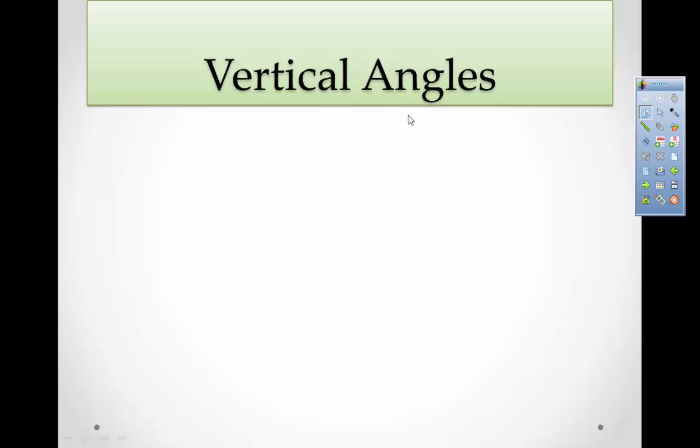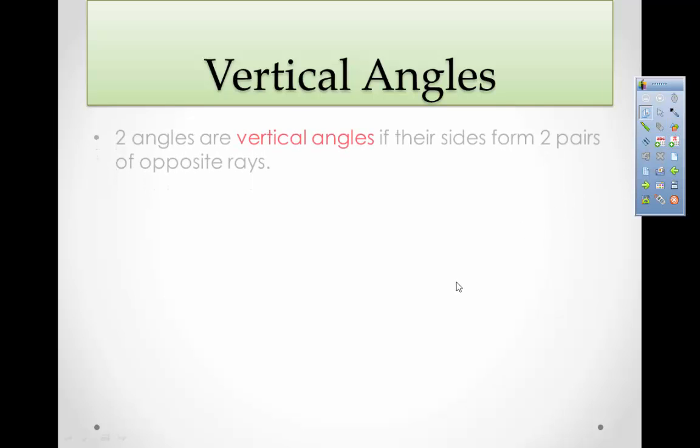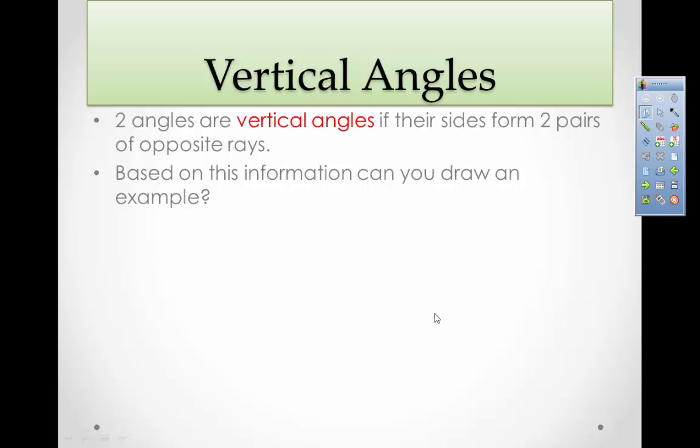There's one more type of special angles here. And this one, I've always found it real easy to get, but a lot of people have trouble drawing this, and a good exercise is to pause the video here and see if you can draw it based on this definition. It says two angles are vertical angles if their sides form two pairs of opposite rays. Well, that sounds confusing to be quite honest, but let me just show you real quick.